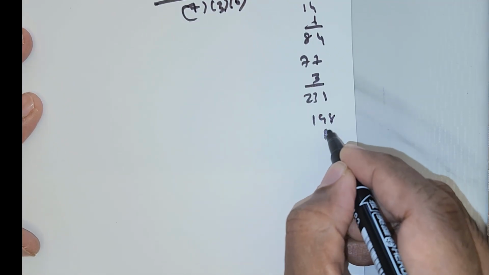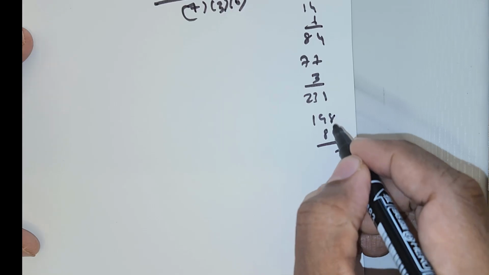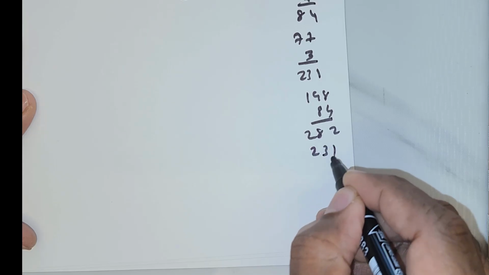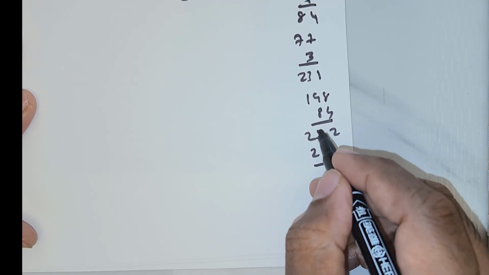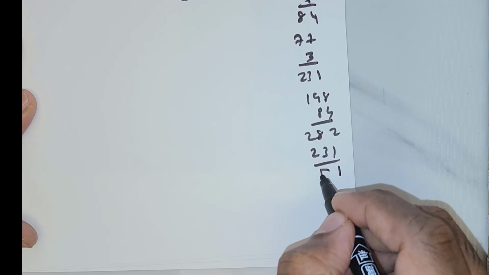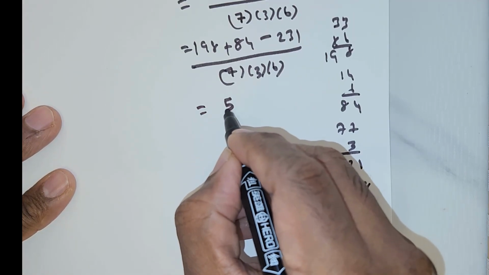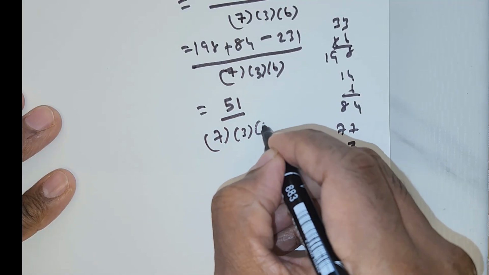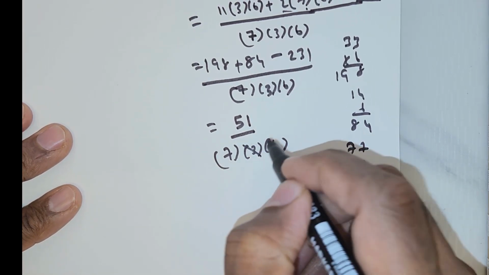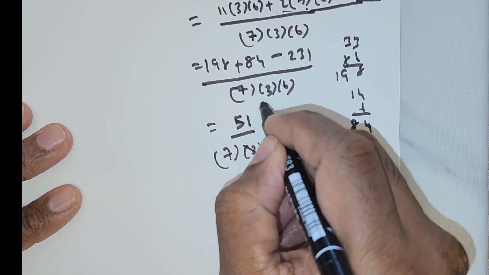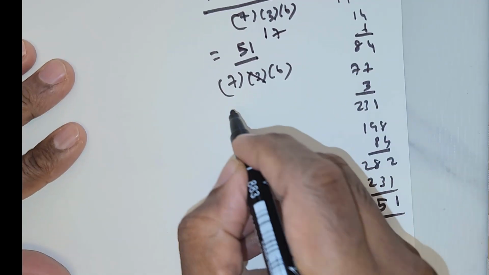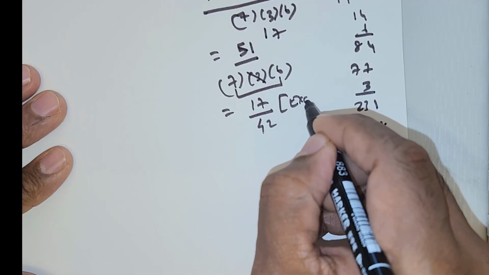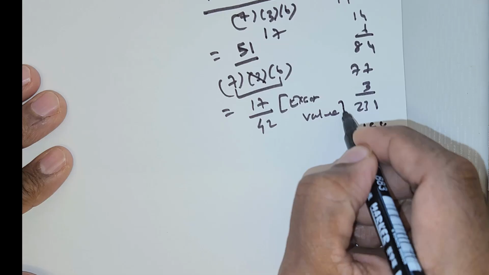So 198 added with 84 is going to give me 282. And from 282 you subtract 231. So it's going to be 1, and from 8 you take away 3, you get 5. So you have 51 divided by 7 times 3 times 6. I can use 3 to reduce 51. 3 divides 51 seventeen times, and 21, 7 times. So it's going to be 17/7 into 6 is 42. So this is the exact value for this question.